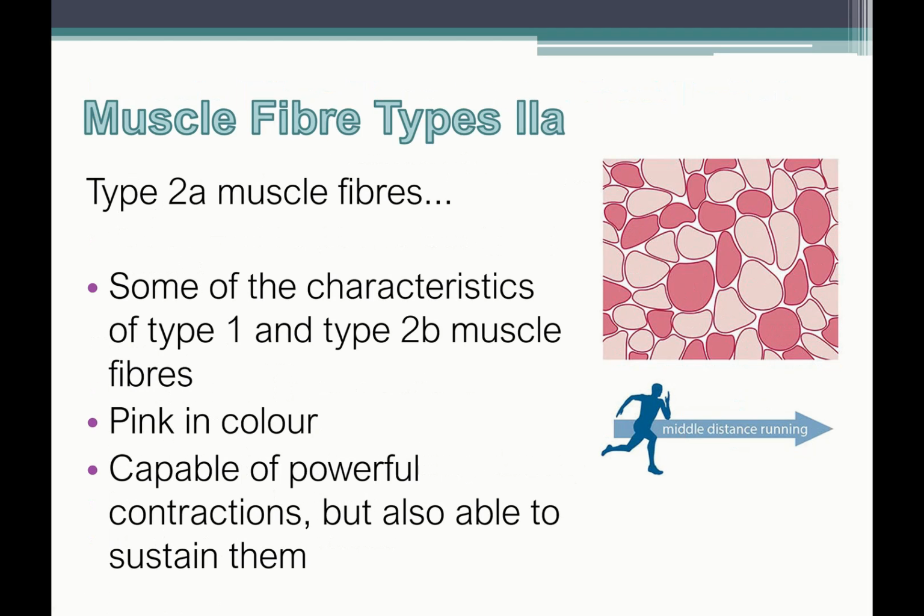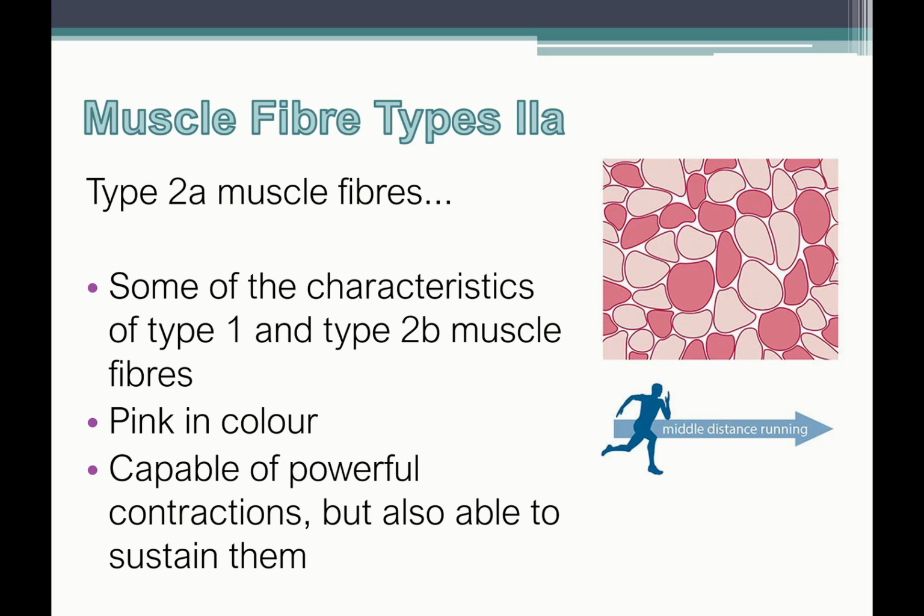And then lastly, in between a slow twitch fiber, type 1 fiber, and our fast twitch fiber, type 2X, we've got what's known as a type 2A fiber. So this really is a hybrid of those two and contains characteristics of both of those individual muscle fiber types. Because of this, it's pink in colour because it's both able to produce energy aerobically and anaerobically, but it's able to sustain more powerful contractions.